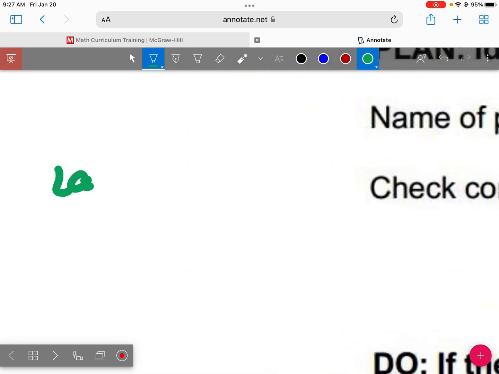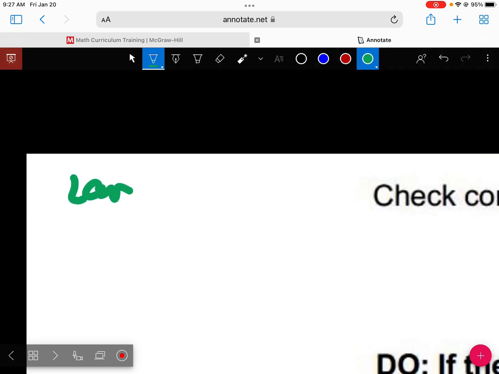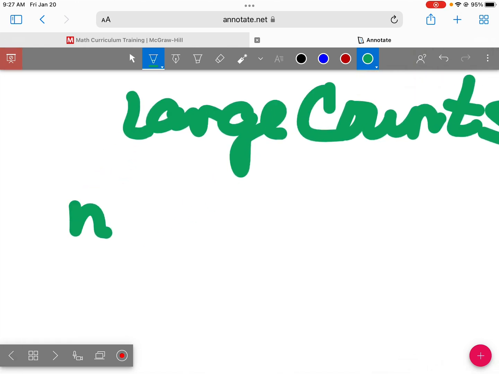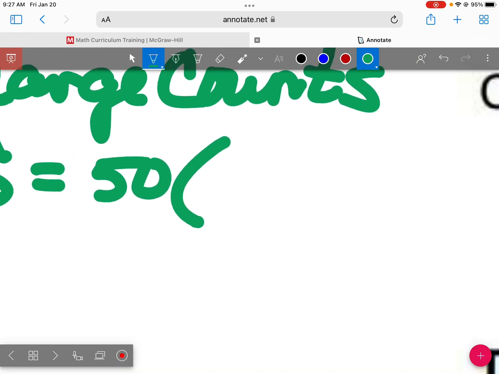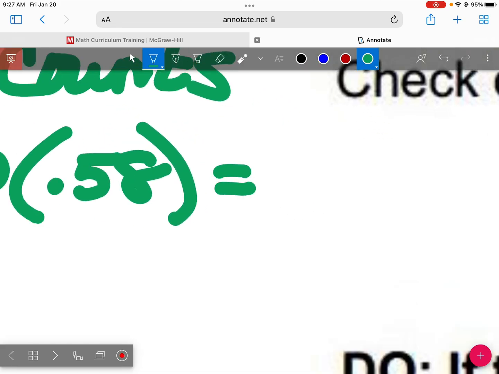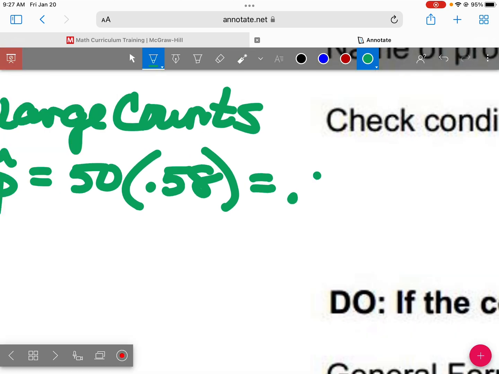So large counts, I'm going to do over here because I ran out of room. We're going to do n times p hat. So 50 times, what was our p hat? 0.58. What is 50 times 0.58? You said how much? Not 0.29. I don't know why I wrote that. So 29 greater than or equal to 10.